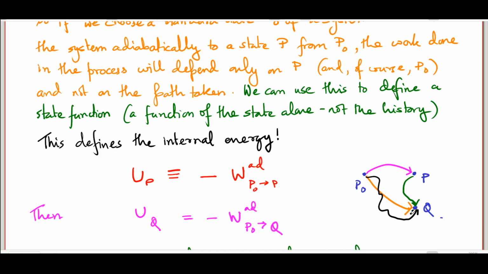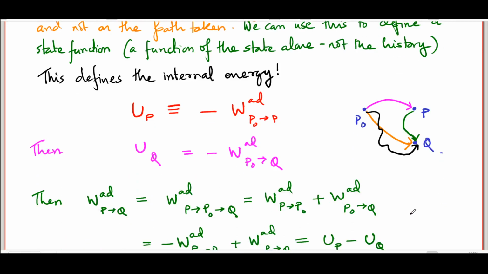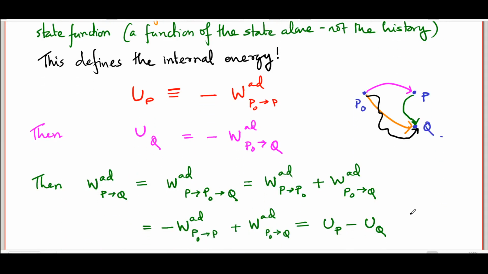Now both UP and UQ of course depend on the choice of P0, which is something you have made arbitrarily. But let us look at what happens when you try to move from the state P to the state Q by some adiabatic path again. Now this adiabatic path from P to Q could be one, but you could think of another adiabatic path, a path which goes from P to P0 and then on to Q.